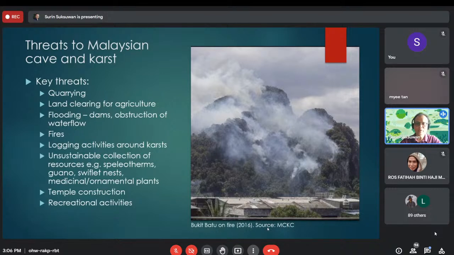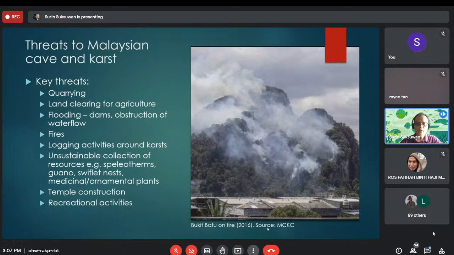and unsustainable collection of resources, whether they are speleothems. I think you saw the photos in Jaime's slides just now, where people are hacking off bits of the limestone to sell. Those are what they call speleothems. Guano, which are the bat caves, swiftlet nests, ornamental plants on the hill, all those kinds of things. So these are the threats to the cave and karst.